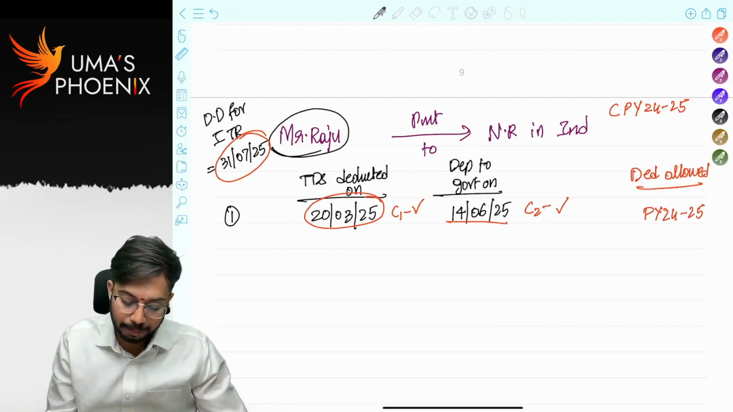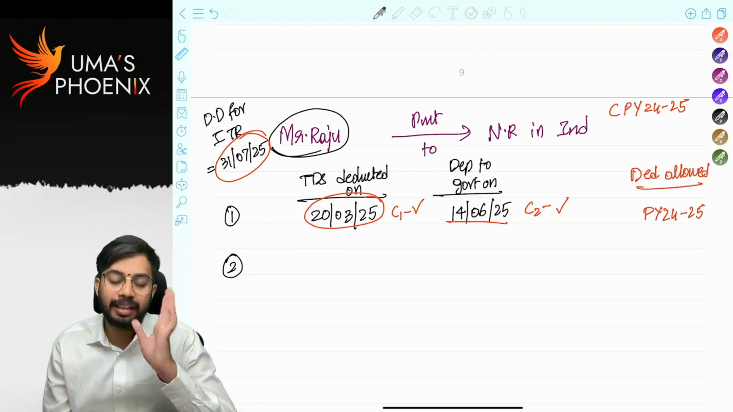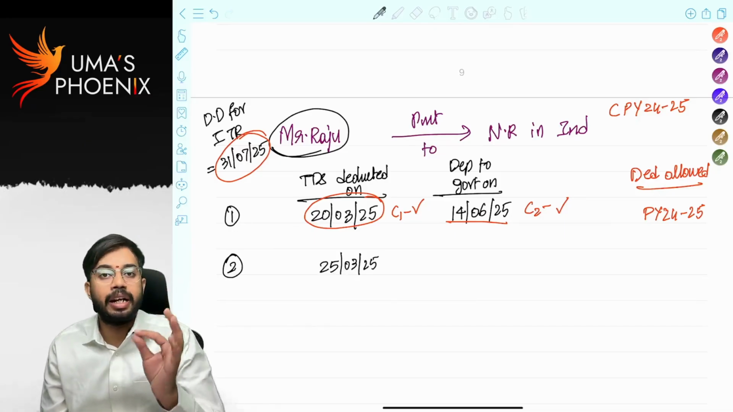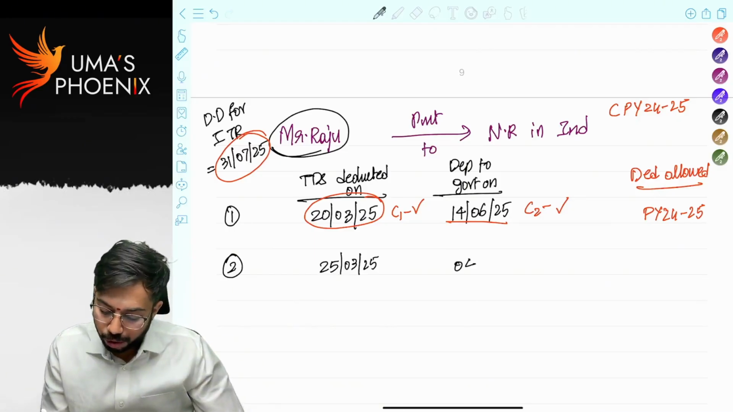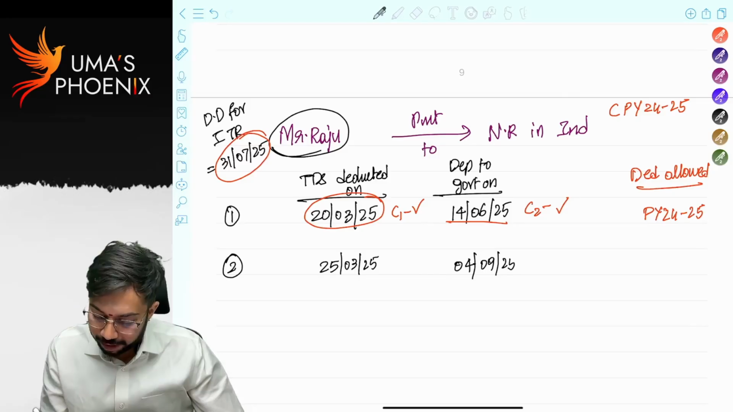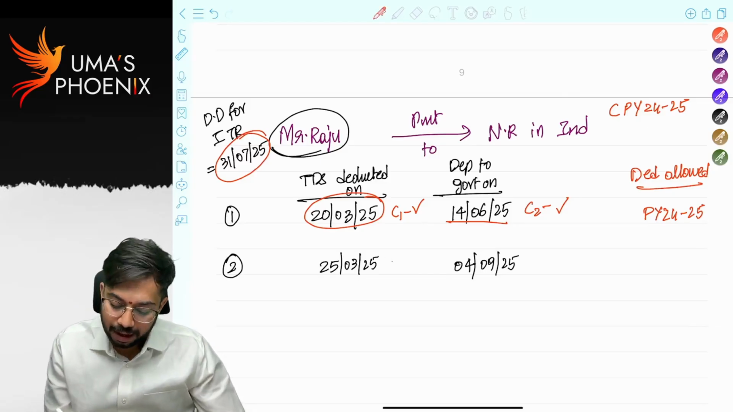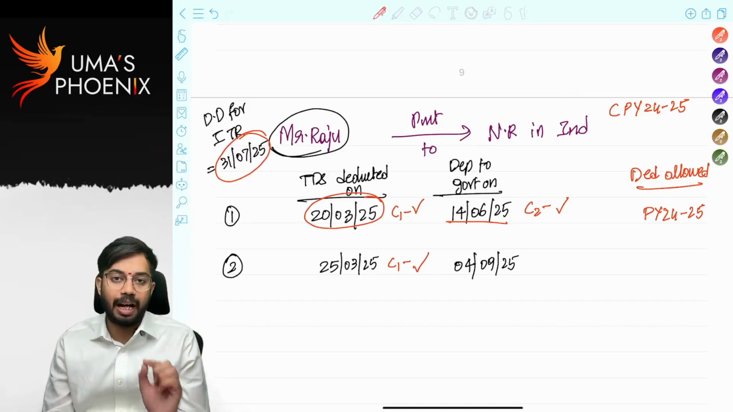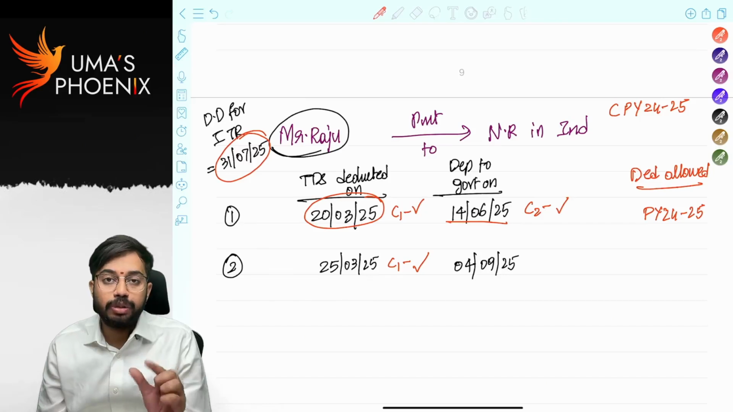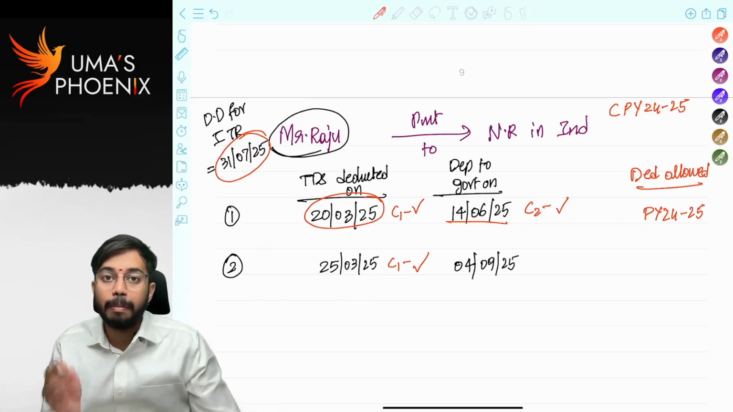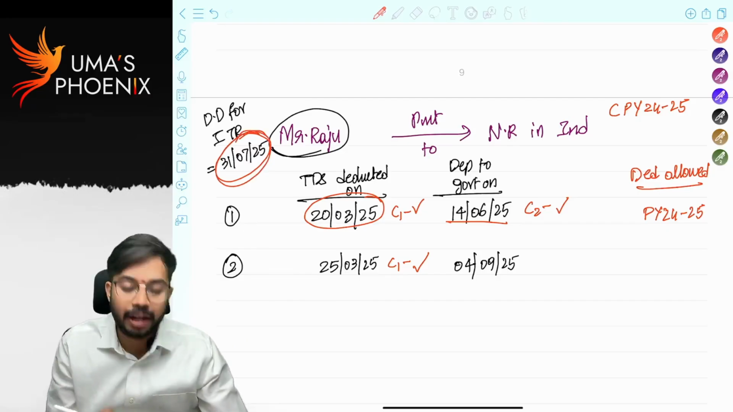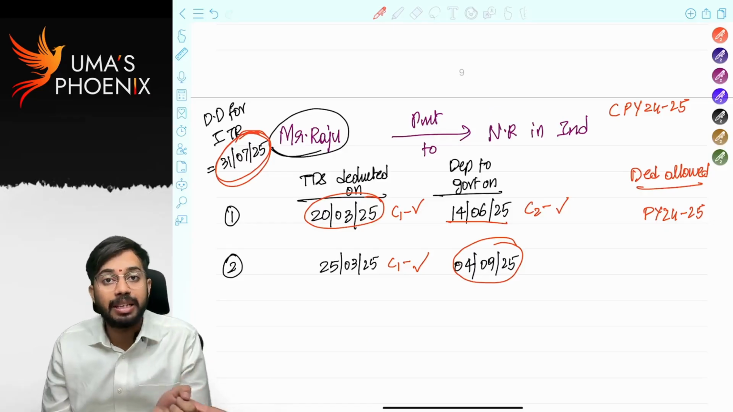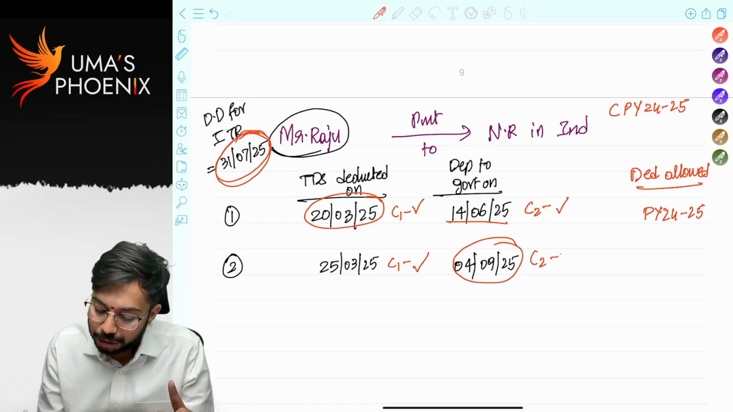Now, second example. TDS deducted on 25th March 2025. Deducted TDS is deposited to government on 4th September 2025. Now whether condition 1 is satisfied, TDS is deducted within the previous year only. So condition 1 satisfied. Condition 2, deducted TDS is to be deposited to government before ITR due date. What is the ITR due date? 31st July 25. When was it deposited? 4th September. 4th September means after 31st July, right? So condition 2 not satisfied.